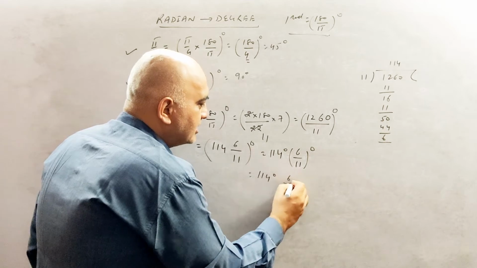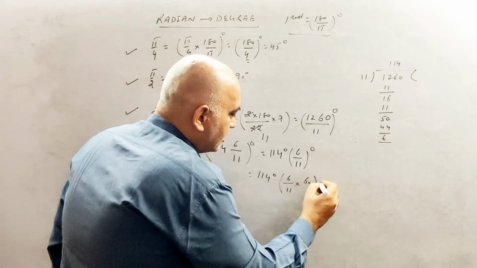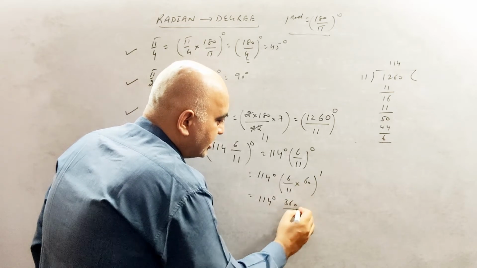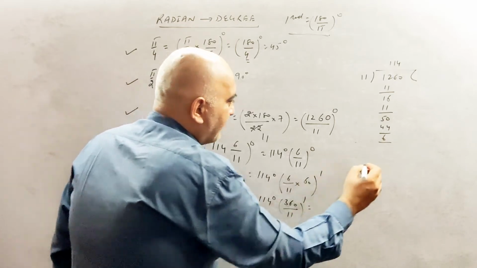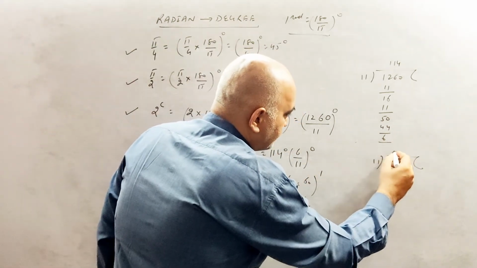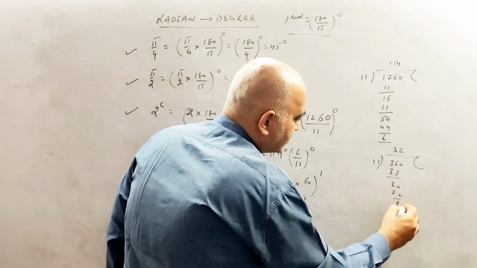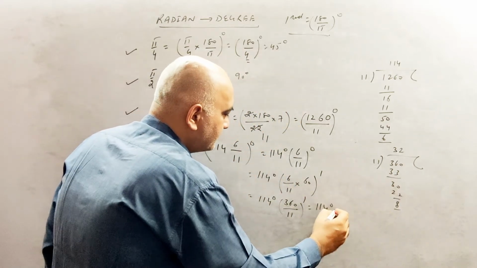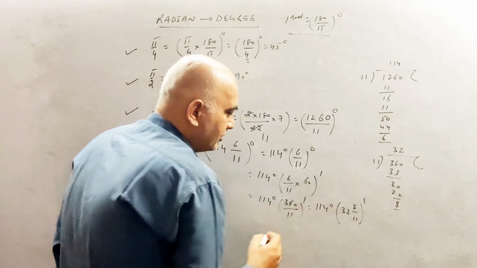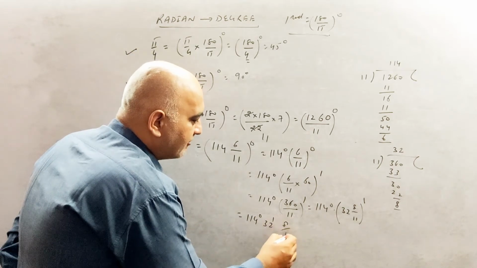So 114 degrees, and these extra degrees are converted into minutes by multiplying with 60. Then we obtain this in terms of minutes. That is 360 divided by 11. Then divide this 360 by 11 again. That is 32, with remainder 8. Again, write the mixed fraction. That is 32 and 8 by 11 minutes. So 32 minutes completed, but 8 by 11 minutes extra.